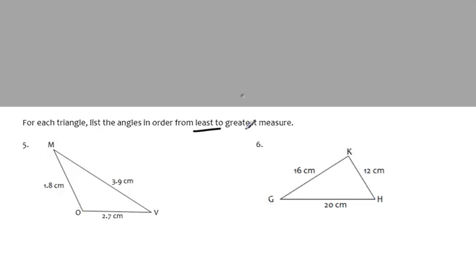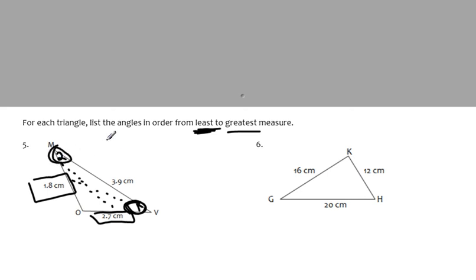Okay, listing the angles in order from least to greatest, and sometimes they may say greatest to least, it doesn't matter, it's the same thing. You just have to go in the reverse order. We want to find the smallest side and its smallest angle. So I start, smallest side is 1.8. Across from this side is my smallest angle. So angle V is my smallest angle. Put a 1 there. In the middle is 2.7. Go across from it, and that means angle M is my middle angle. My largest side is 3.9. Go across from it, put a 3 at angle O because that's my largest angle.